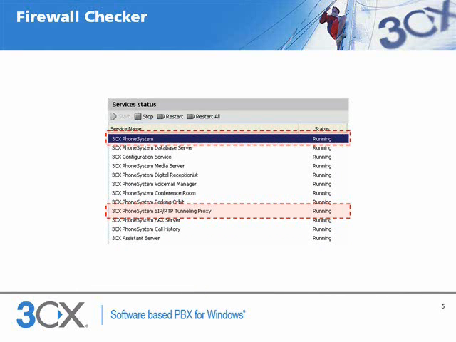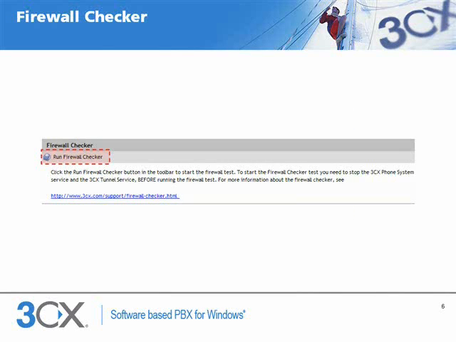The Firewall Checker is a valuable tool to ensure that port forwarding settings have been implemented correctly on your firewall or NAT device. First, stop the 3CX phone system and the 3CX phone system SIP and RTP tunneling proxy service. Next, from the Settings Firewall Checker page, click the Run Firewall Checker button.